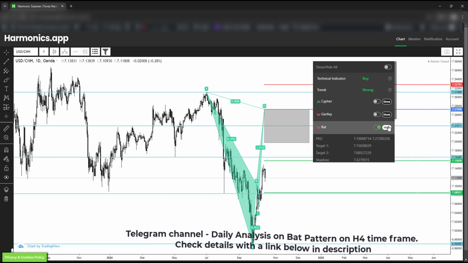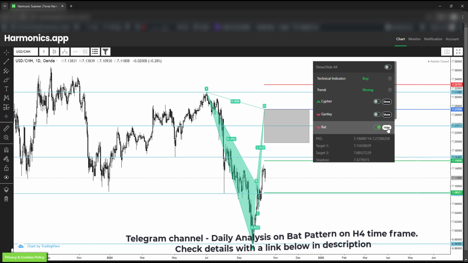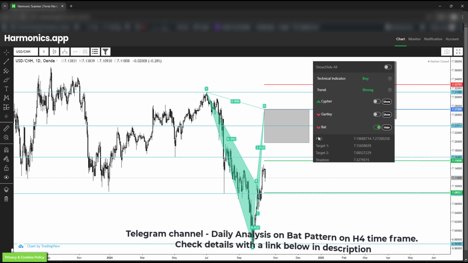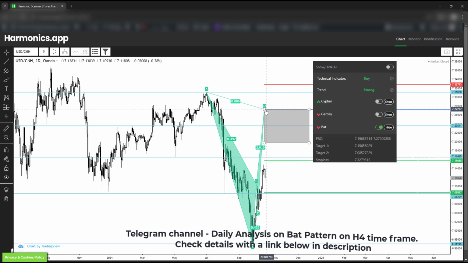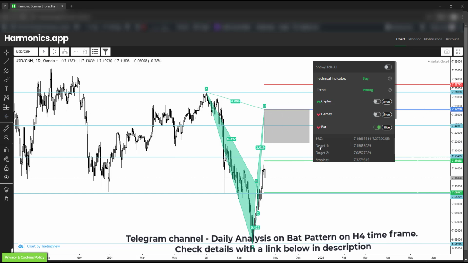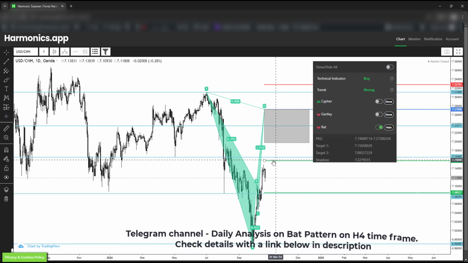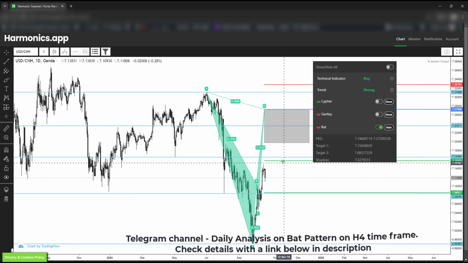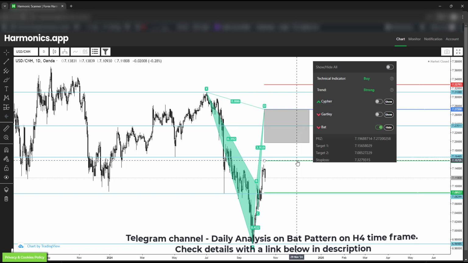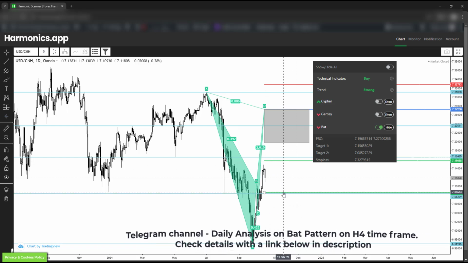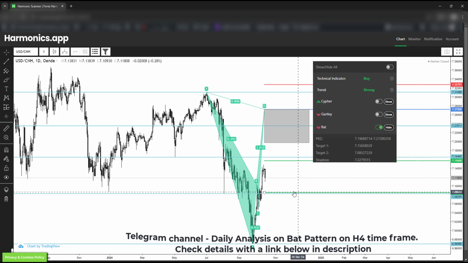Now whenever you click here show or hide, when you click show, you get the potential reversal zone, which is a gray area that is expected as an entry level where you can enter. Then you have target 1 and target 2. These are the green lines. The Harmonic Step Scanner shows you what is the first take profit expected for this pattern and what is the second profit target expected for the pattern.